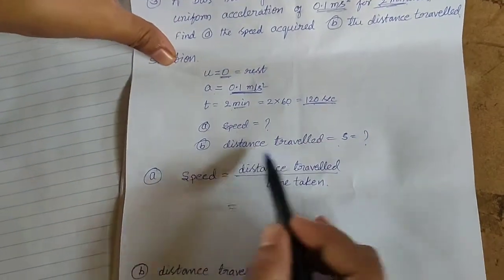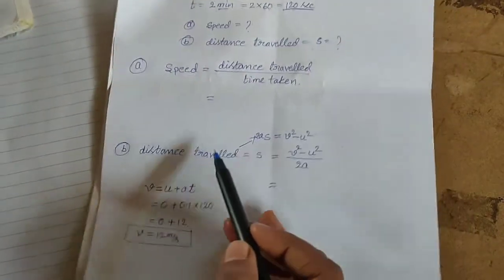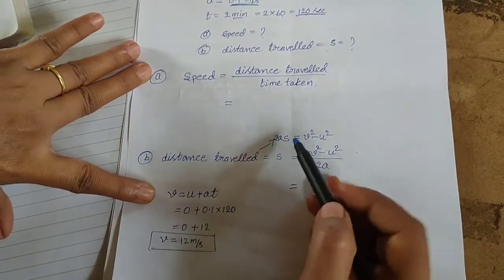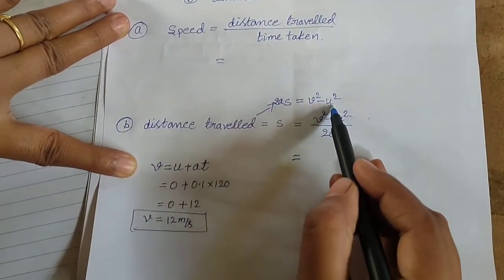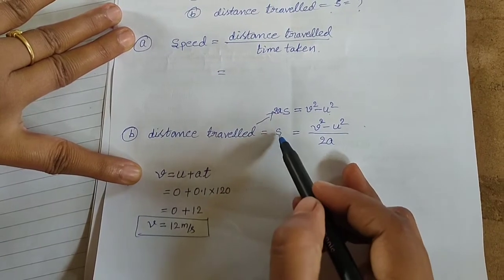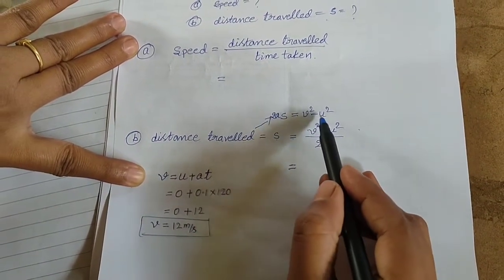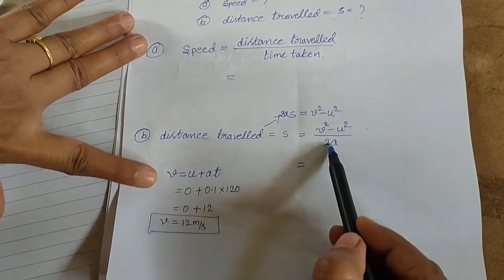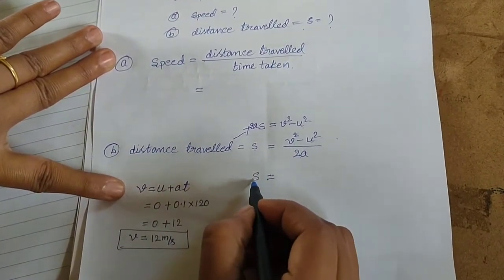Students, before going to this solution, now I am going to the distance travelled. The distance travelled equation is 2as = v² - u². I want to find the distance s, so s = (v² - u²) divided by 2a. This 2a comes to the denominator. Now I want to find this s.